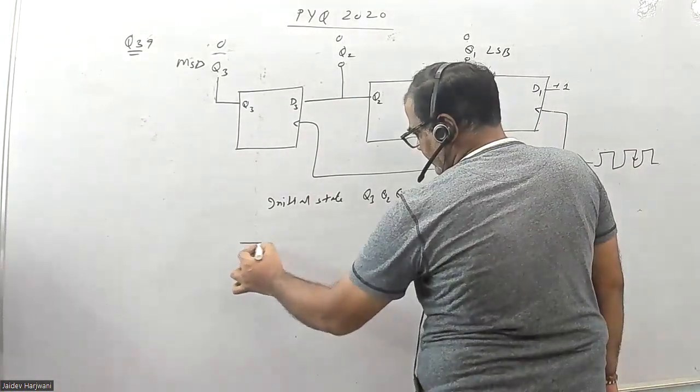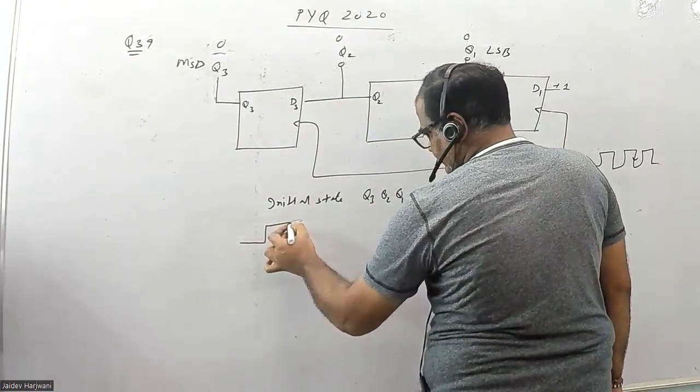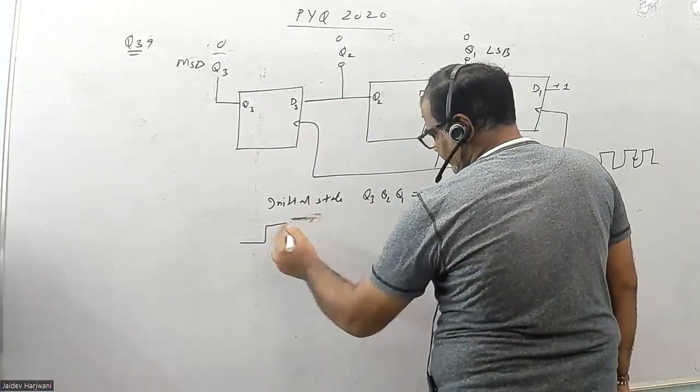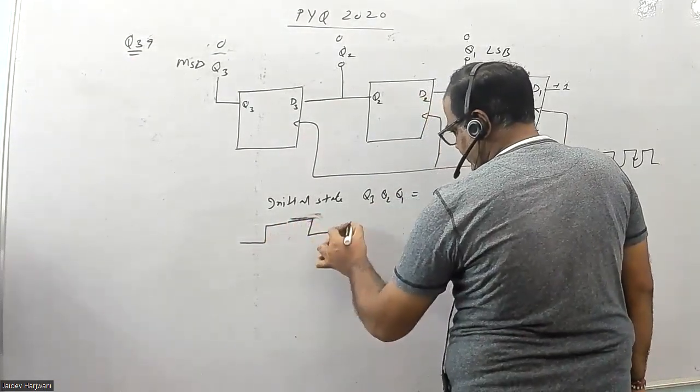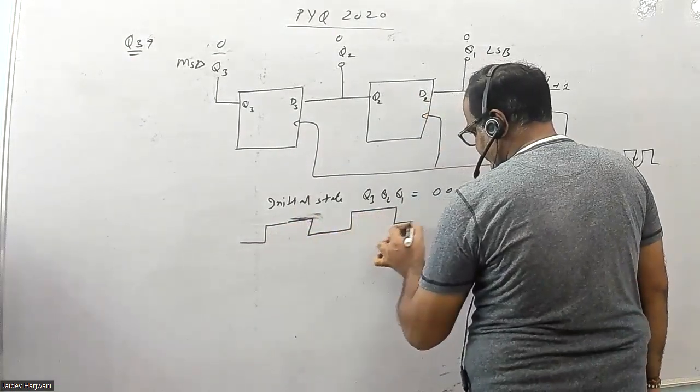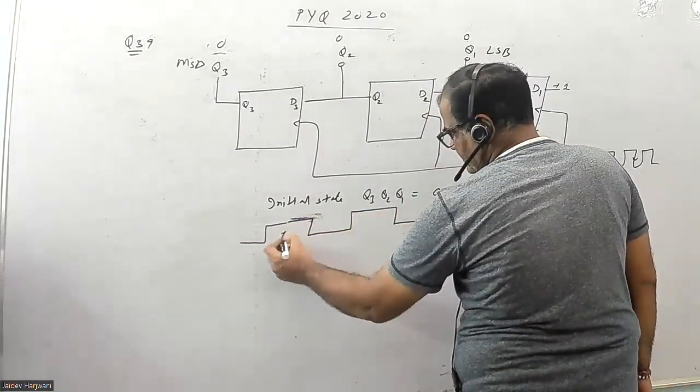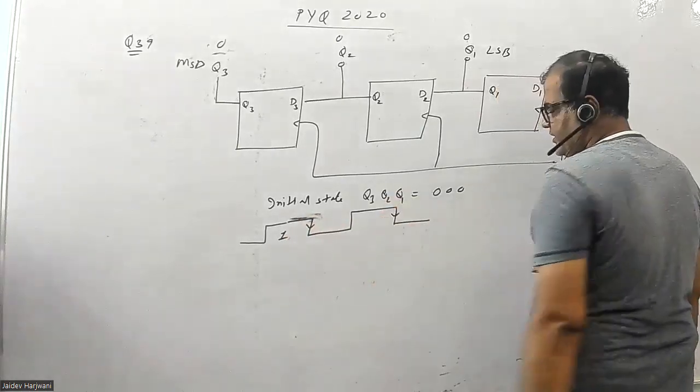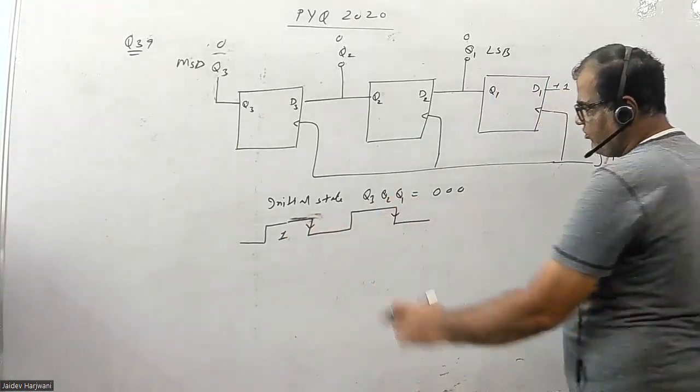So you have a clock. So this is your first clock, first pulse. This is your second pulse. Say this is the first falling edge, this is the second falling edge. So transition will take place at the falling edge of the clock.